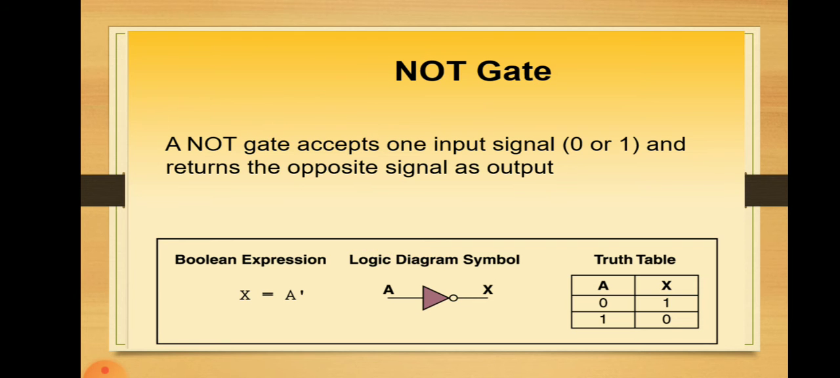Then first is a NOT gate. A NOT gate accepts one input signal, 0 or 1, and returns the opposite signal as output. Means Boolean expression x is equal to a', then logic diagram symbol, NOT gateचा हा symbol आहे a, then rectangle, this is x. This is the symbol of a NOT gate. Then truth table, a is the input and x is the output. 0 जर तुम्ही इनपुट दिला, आउटपुट काय भेटणार आहे तुम्हाला 1. इनपुट जर 1 दिलेला असेल तर आउटपुट काय भेटणार आहे तुम्हाला 0. This is vice versa.